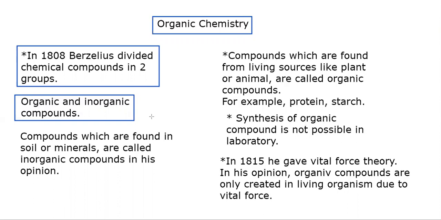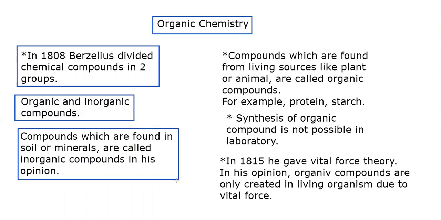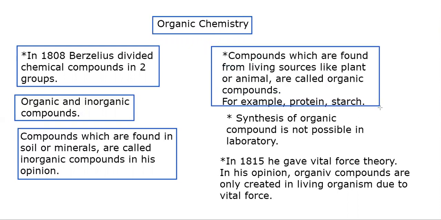What did he say about organic and inorganic compounds? He observed a lot of compounds, and he found that some chemicals are found in soil or minerals, in other sources with no relation to life. He stated that these compounds found in soil or minerals are inorganic compounds. He also observed that some compounds are found from living sources, that is, animals or plants. In his opinion, compounds found from living sources are organic compounds. He observed that starch, protein, and some other chemical compounds found from living sources, he named organic compounds.